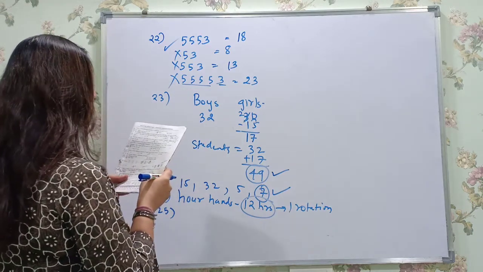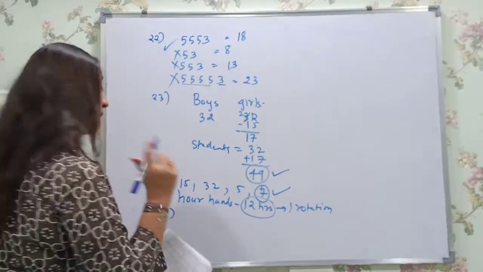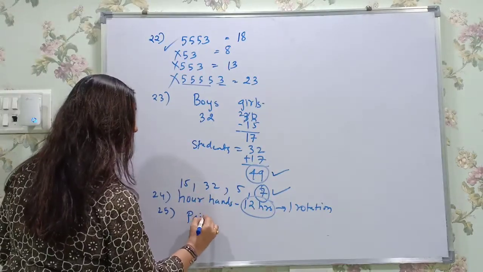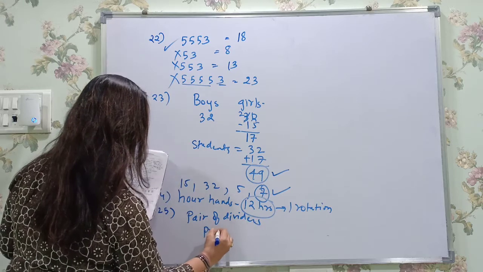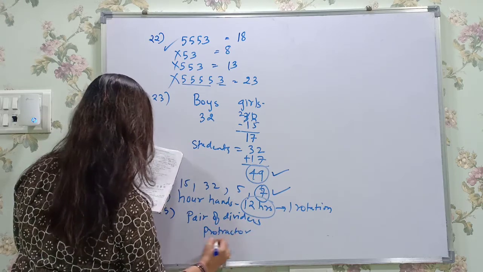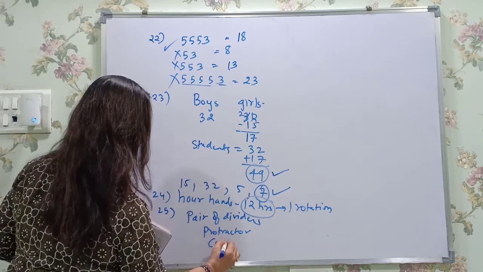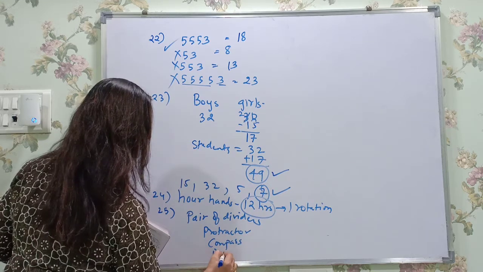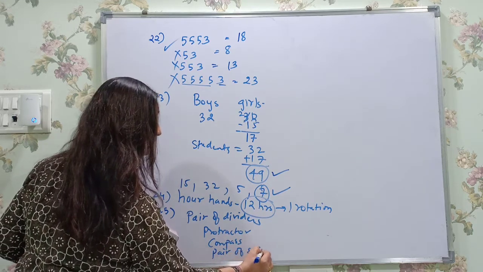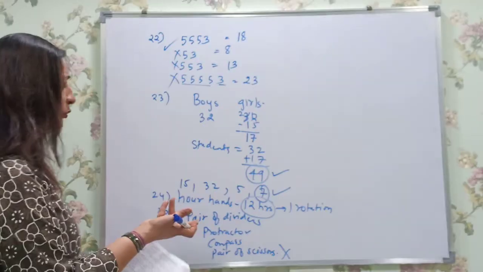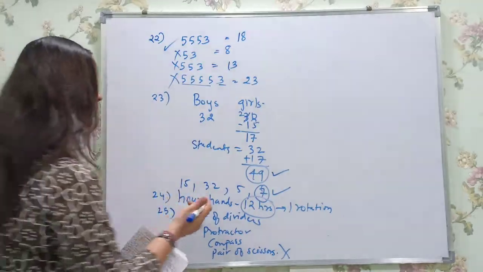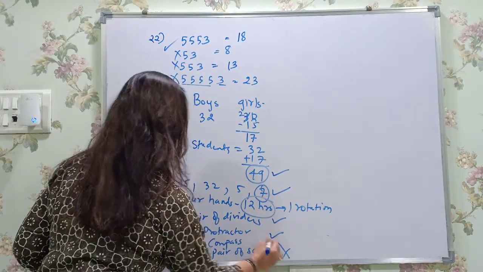What instrument would you use to measure the distance between 2 points? Now I have shown you kids: pair of dividers, protractor, compass and pair of scissors. Now we don't have any pair of scissors in our geometry box, right? But yes, we are using these three, isn't it?